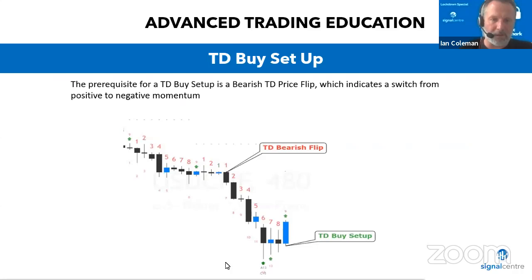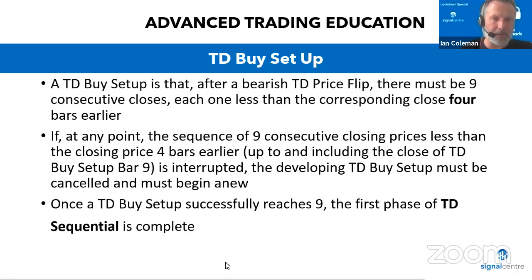So it's moved to the downside, it's completed a 9, and that indicates a buy setup, okay? So a TD buy setup is that after a TD price flip, which we talked about, there must be 9 consecutive closes, each one less than the corresponding close 4 bars earlier. And remember I said it's very important in DeMark, we're talking about 2s and 4s and 9s and 13s, but 2s and 4s in the counts, okay?